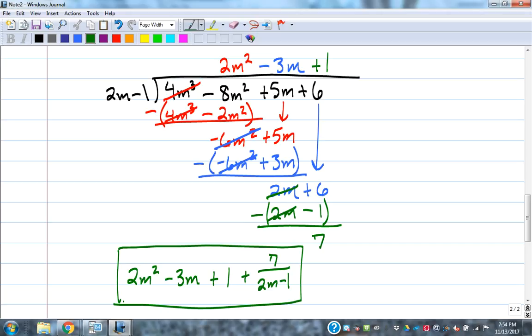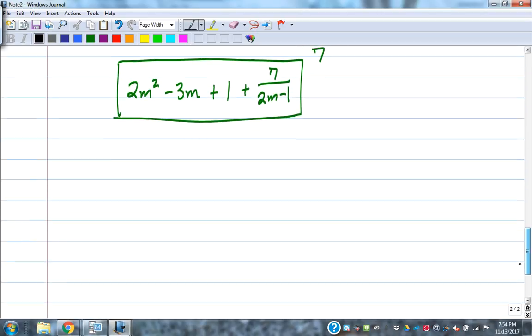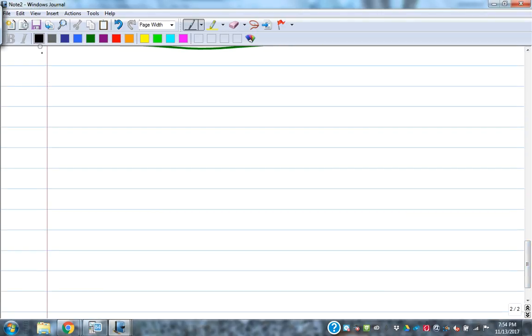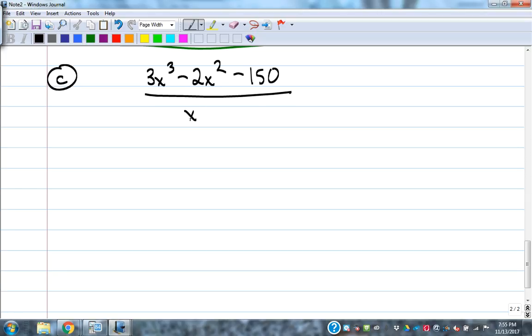It's a very methodical process for long division. Synthetic division is too, but long division, a lot more stuff going on with long division. You got all those letters involved. Makes it kind of tough to do. Let's do one more here. Let's do 3x to the third minus 2x squared minus 150 divided by x squared minus 4.